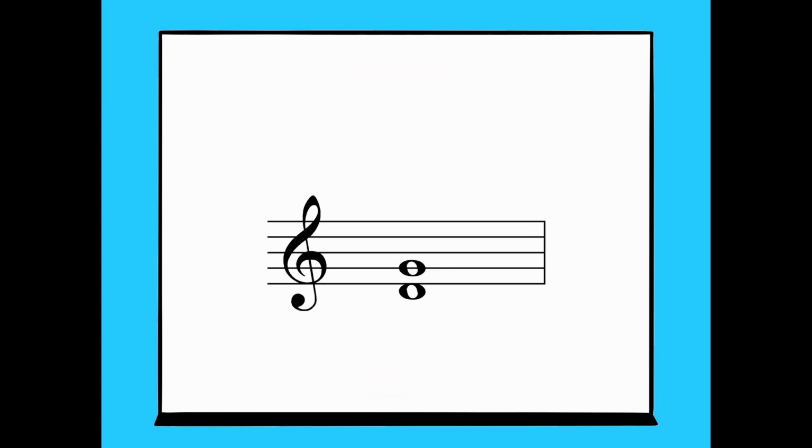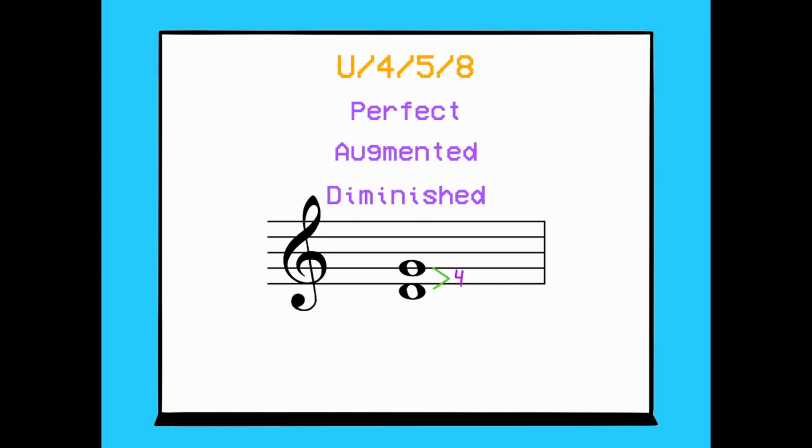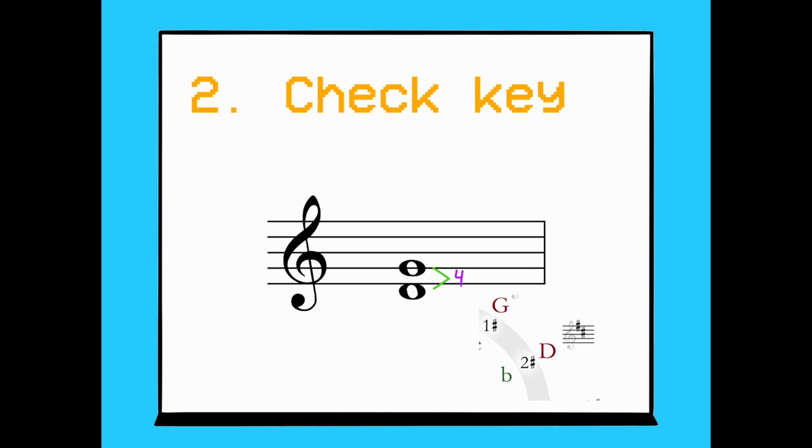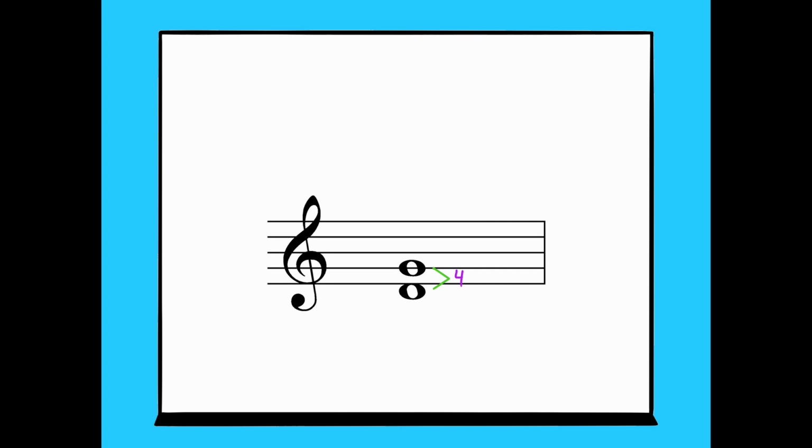So let's practice. The first step is to determine the size. D to G is a fourth, so here are our quality options. Is G in the key signature of D major? With an F sharp and a C sharp, we would expect to see a G natural, so yes, that means it's a perfect fourth.